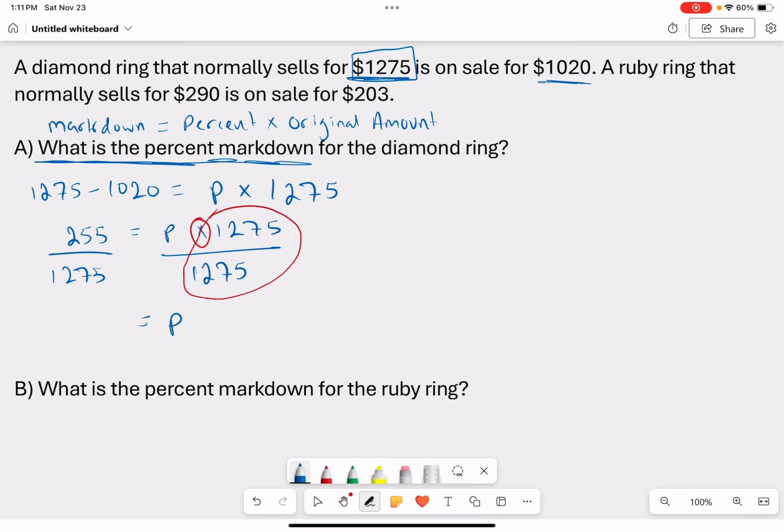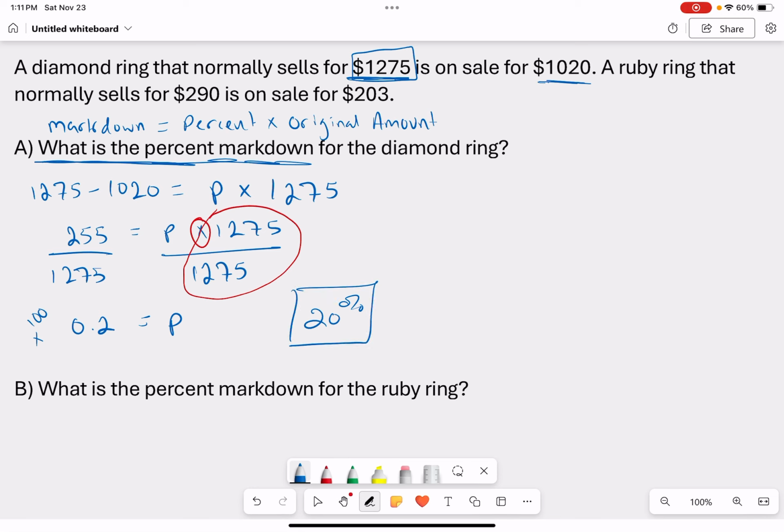And 255 divided by 1,275 is going to give you 0.2. So this is the percent in decimal form, but in order to get the actual percent with the percent symbol, we just need to multiply that by 100. So when we multiply this by 100, we get the percent to be 20%. So the markdown was 20%. From 1,275, 20% of that, it will go down to 1,020. So that's the percent markdown for the diamond ring.